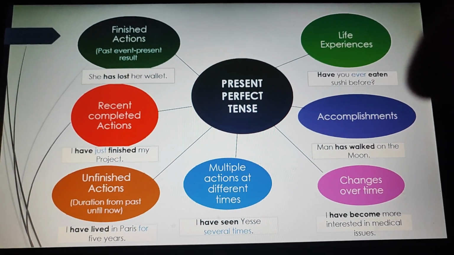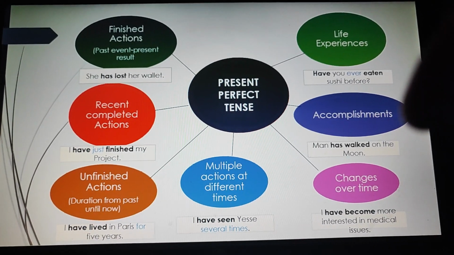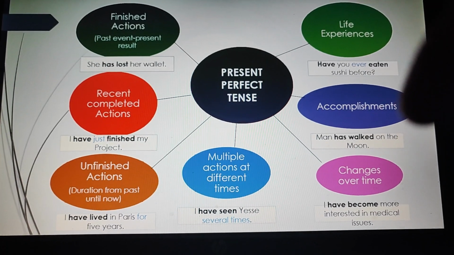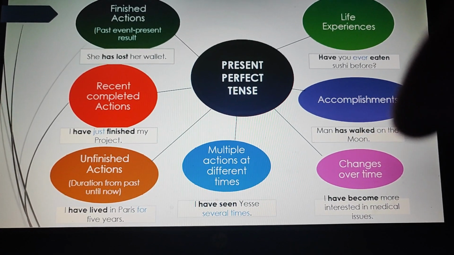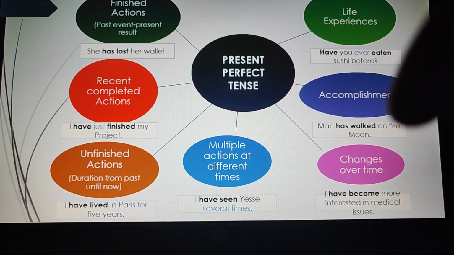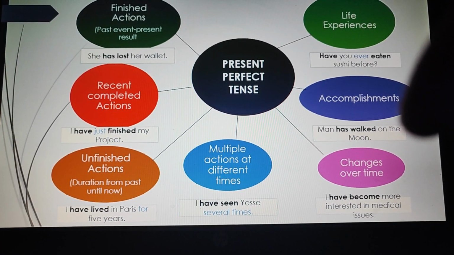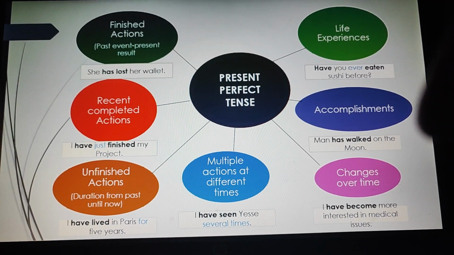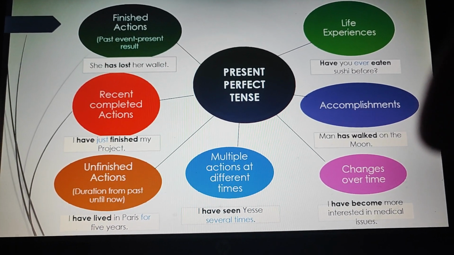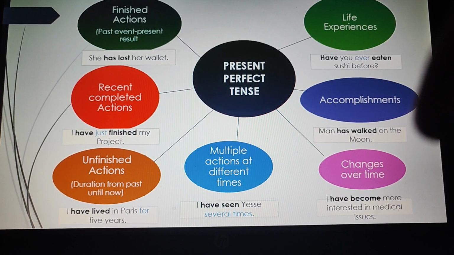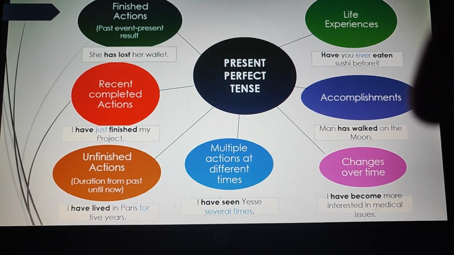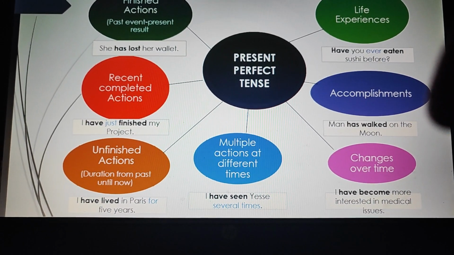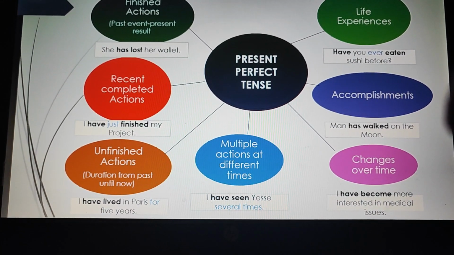Present perfect tense is the same. The present perfect tense has different meanings or uses. Let's look at some of them. Finished actions, past events with a result in the present. She has lost her wallet. In this case, it may be that in the past she lost her wallet, and now the wallet continues lost.